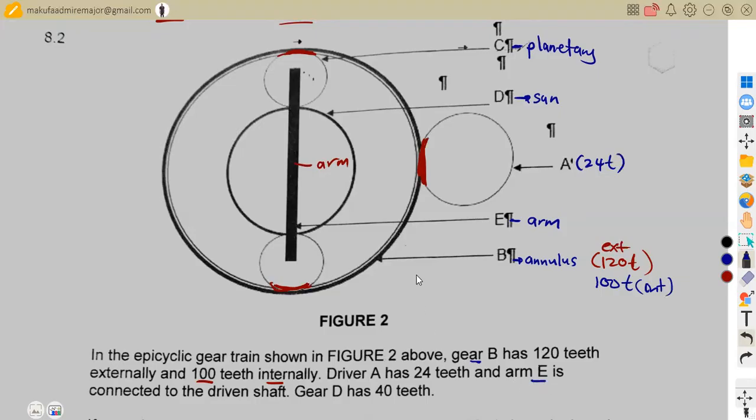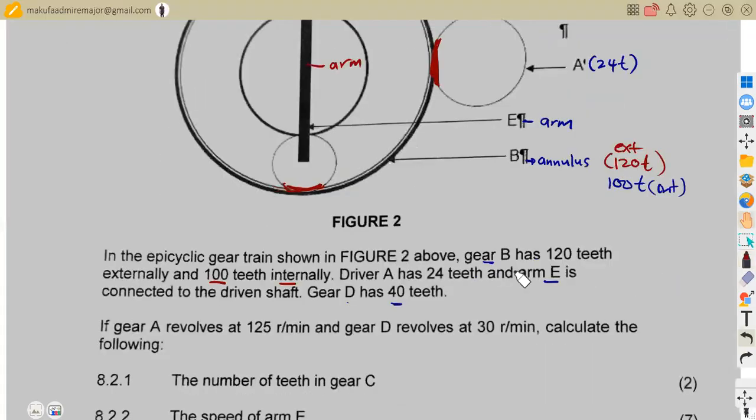The arm E is connected to the driven shaft, and gear D has 40 teeth. Remember, D is the sun gear here, with 40 teeth. If we check here, we do not have the number of teeth of the planetary gear. That is the only part that we do not have, but the others we have. Here we are given the speeds, the speed of A, the speed of D.